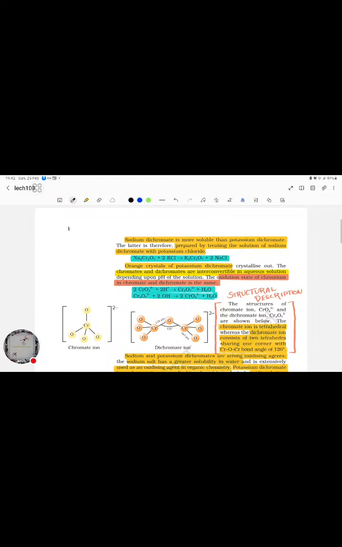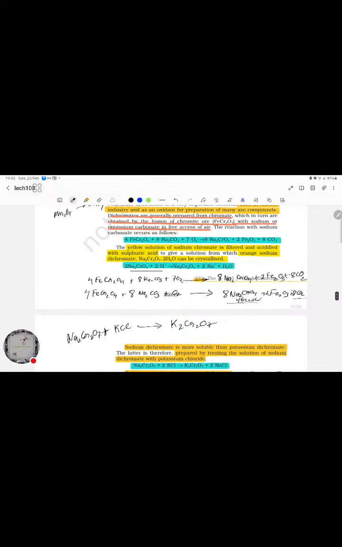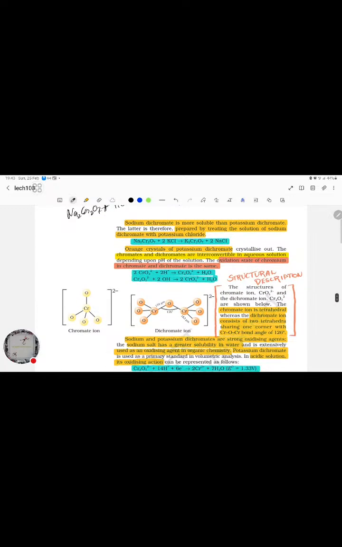So the latter is therefore prepared by treating the solution of sodium dichromate with potassium chloride. Basically, sodium dichromate is turning out to be more soluble, so to make it crystallize we make it react with potassium chloride, which leads to the formation of potassium dichromate. So the reaction sequence is this. We make chromite ore react with sodium carbonate, leading to the formation of chromate. This chromate upon reaction with dilute sulfuric acid leads to the formation of sodium dichromate, and sodium dichromate upon reaction with potassium chloride leads to the formation of potassium dichromate, which has orange color.